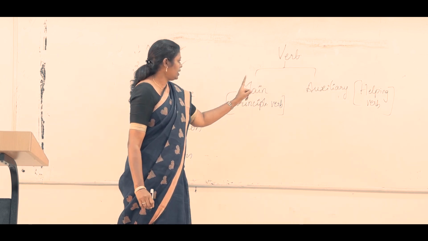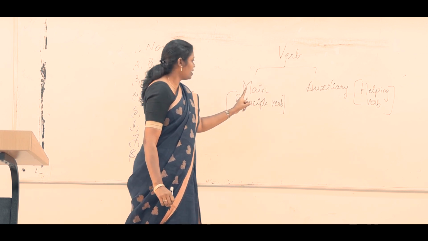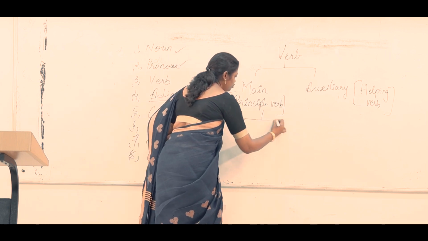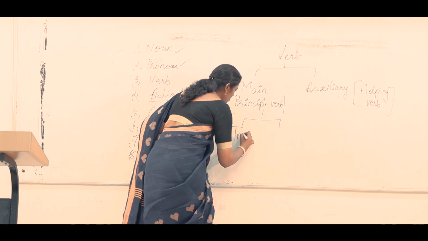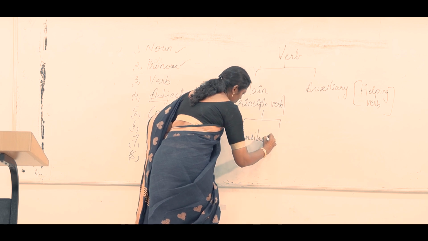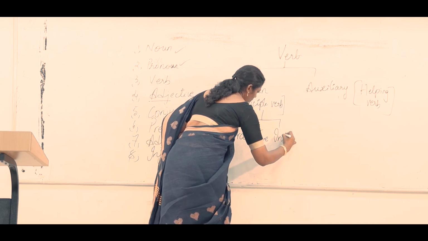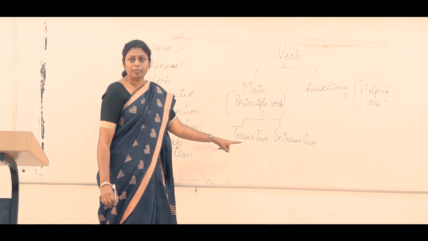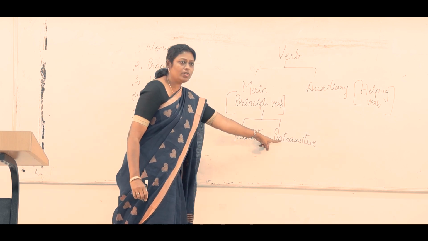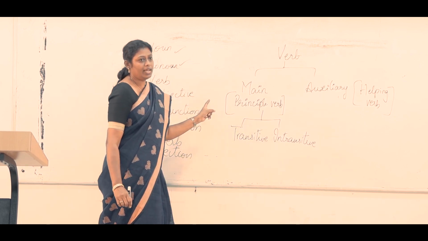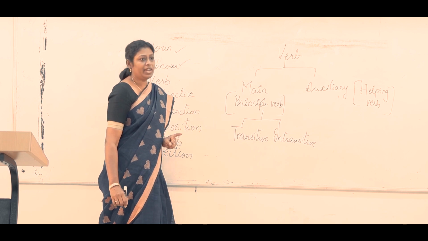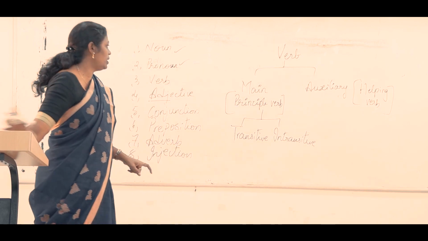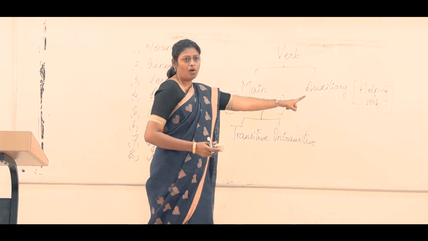Okay, so it can be the main or auxiliary. Now coming to the main verb. The main verb can be classified again into two types, guys: transitive verb and intransitive verb, or we can also call it finite verb and non-finite verb. Very important thing for us to focus on today is the main verb and the auxiliary verb.